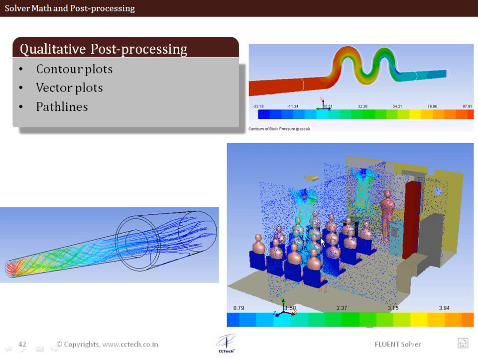And what you can see is that we have simplified the domain quite a lot. And this was the projector which used to project on the screen here. These are the vector plots you can see around the rotating fans.